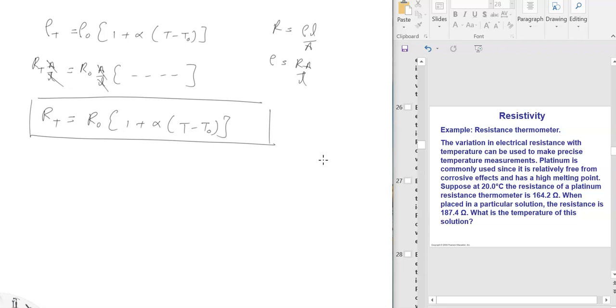Let's look at this problem. Resistance thermometer. The variation in electrical resistance with temperature can be used to make precise temperature measurements. Platinum is commonly used since it is relatively free from corrosive effects and has a high melting point. Suppose at 20 Celsius the resistance of the platinum wire is this. So why don't you go ahead and do the math first, and I keep saying this from now on, that's what you should do, okay? Do it first and then look for the answer.